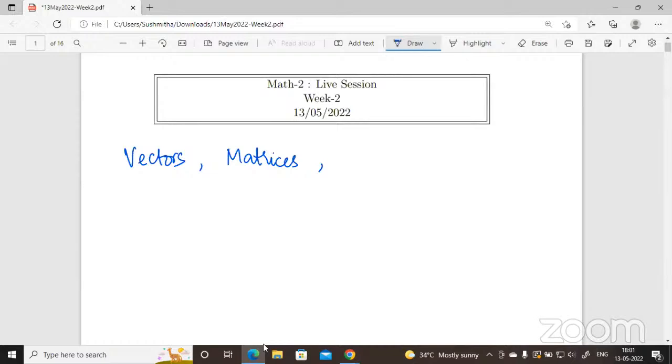The number of columns of the first one should be equal to the number of rows of the second one. These two should be equal. Then we are allowed to multiply two matrices, and the product will be a matrix of order m cross p, with m rows and p columns. Okay. And then what did we see?